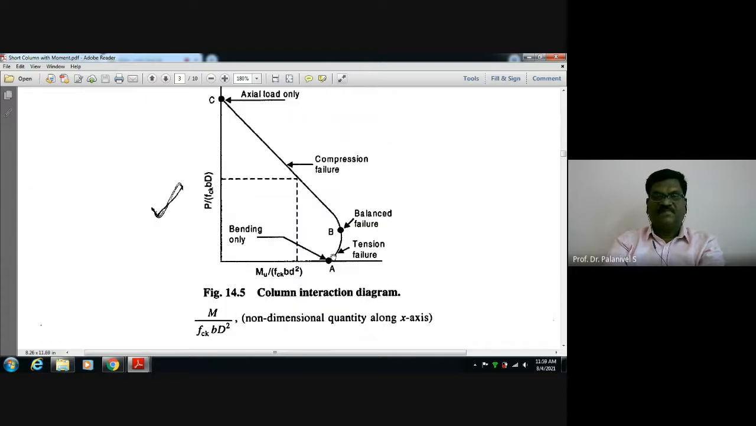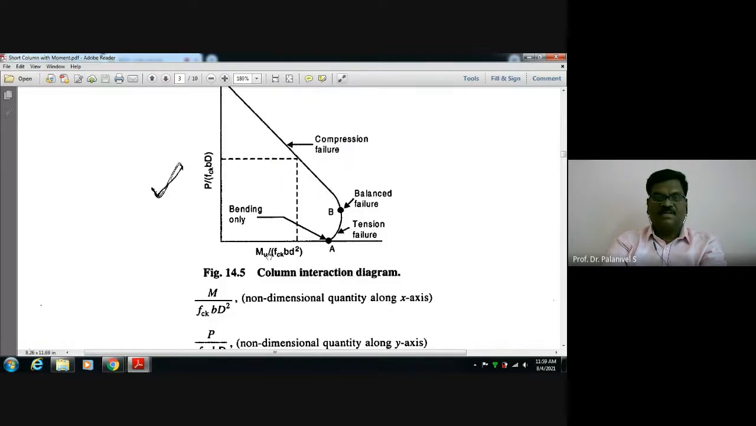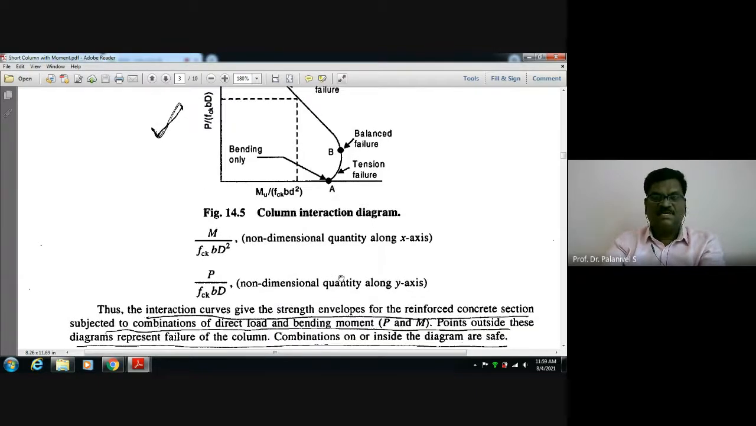If you plot the point inside the diagram, that is the discussion. Only non-dimensional quantities are taken along the axes: M by fck b d square and P by fck b d. Here Mu by fck b d square, here Pu by fck b d we are taking. That alone you remember about the interaction diagram.